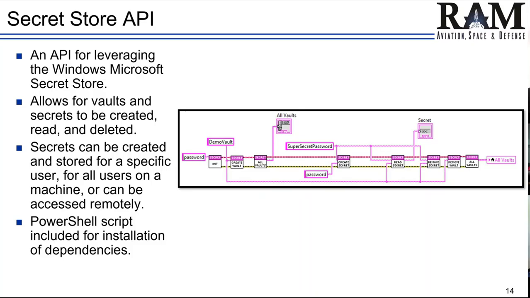Likewise, if you had a system API token that every user is using, you could create a local system accessible vault, and then every user can just pull that same token. So you have a lot of flexibility with it.